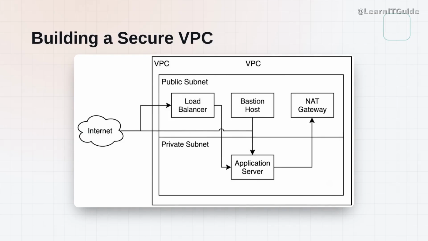Project 4 is all about networking. You will build a VPC from scratch. You need public subnets for your load balancers and private subnets for your application servers. Using a bastion host for secure SSH access shows you understand the principle of least privilege.